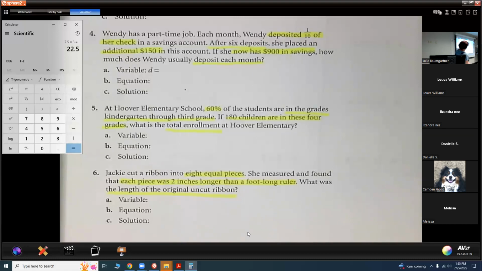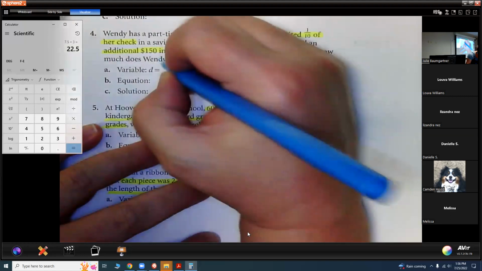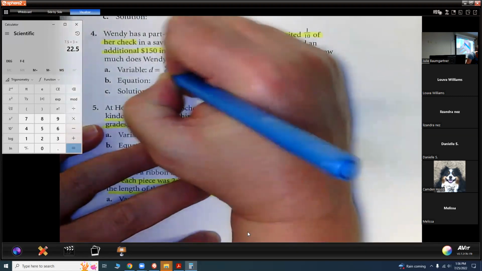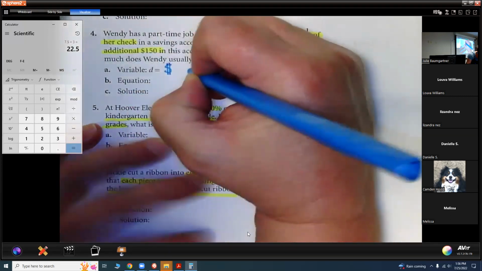Wendy has a part-time job. Each month, Wendy deposited 1/10 of her check in a savings account. After 6 deposits, she placed an additional $150 in this account. If she now has $900 in savings, how much does Wendy usually deposit each month? Of course, our variable is going to be in dollars.